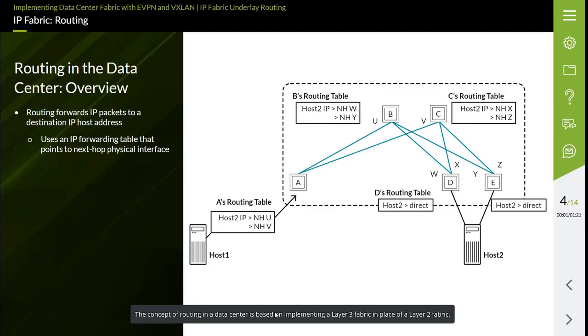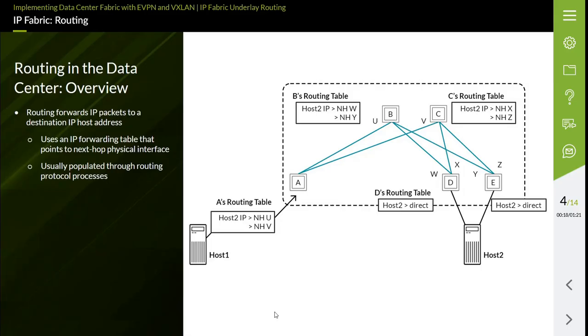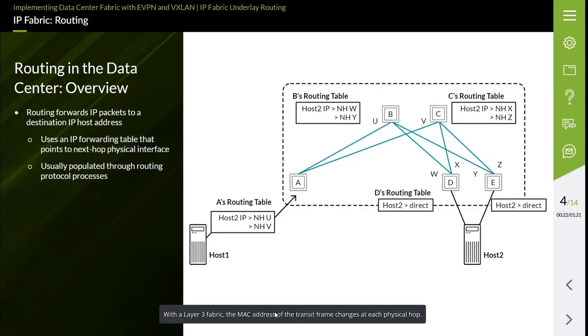The concept of routing in a data center is based on implementing a Layer 3 fabric in place of a Layer 2 fabric. In a Layer 3 fabric, packets are forwarded according to IP next hops within the routing or switching devices. A node in the fabric forwards traffic toward the destination host based on routing table entries, which are usually learned through a dynamic routing protocol. With a Layer 3 fabric, the MAC address of the transit frame changes at each physical hop.